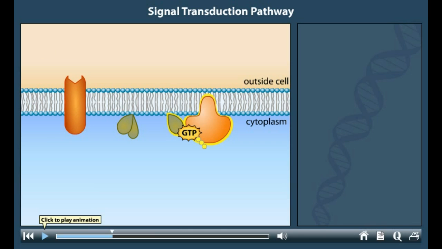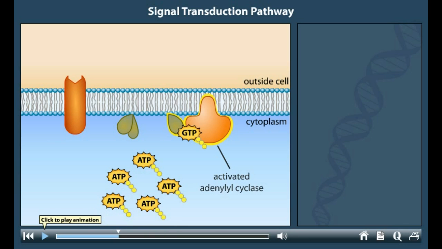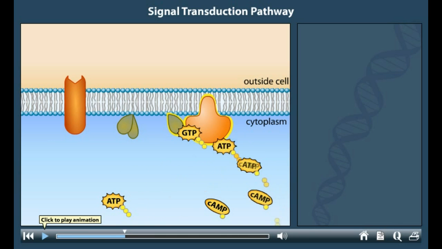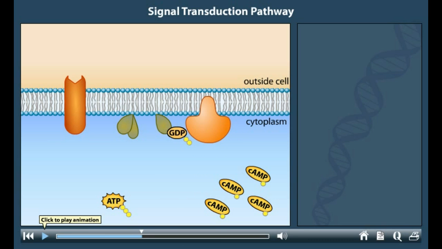The G protein activates an enzyme called adenylyl cyclase. When activated, adenylyl cyclase converts a large number of ATP molecules into signaling molecules called cyclic AMP. Because cyclic AMP carries the message of the first messenger, epinephrine, into the cell, it is referred to as a second messenger.